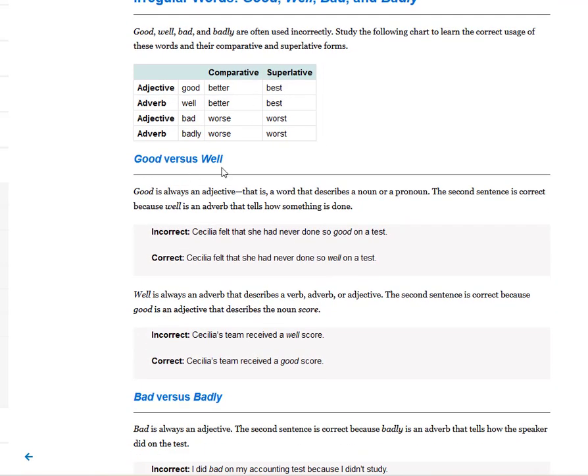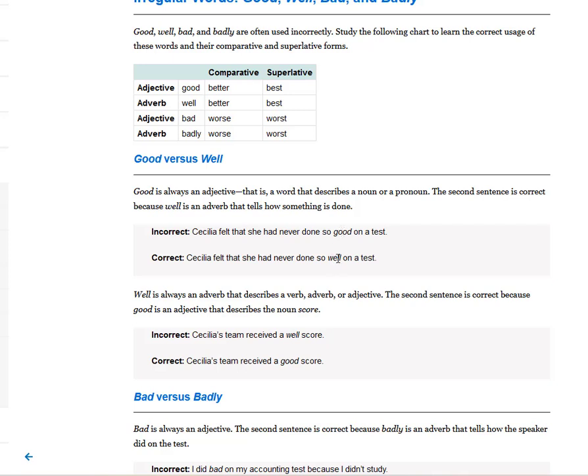Good versus well. Good is always an adjective. This is a word that describes a noun or pronoun. The second sentence is correct because well is an adverb that tells how something is done. Cecilia felt that she had never done so good on the test. That's incorrect because here you're using good as an adverb. And so you want to use, in other words, how did she do on the test? She did very well on the test. So we don't say good, because good is only used as an adjective, and good is never used as an adverb.